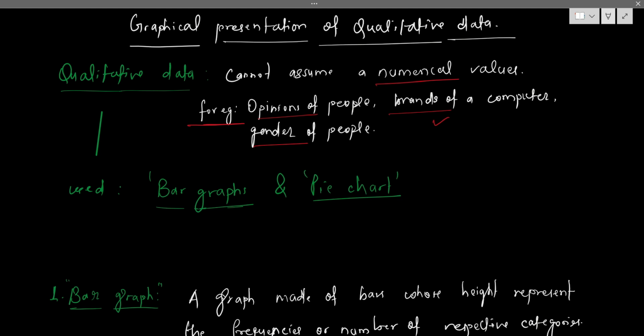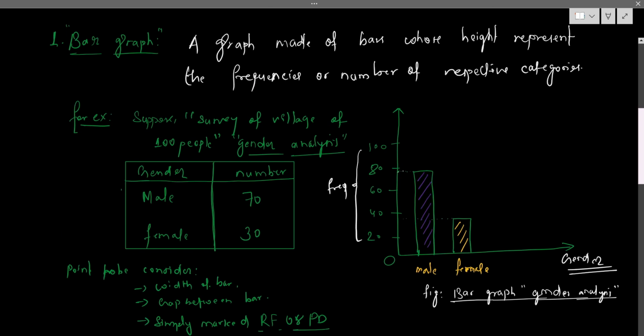For the purpose of representing it graphically, we use the bar graph and pie chart. Now let's understand what a bar graph is first. A bar graph is basically a graph made of bars whose height represents the frequency or the number of respective categories.